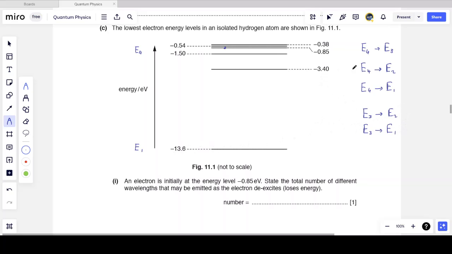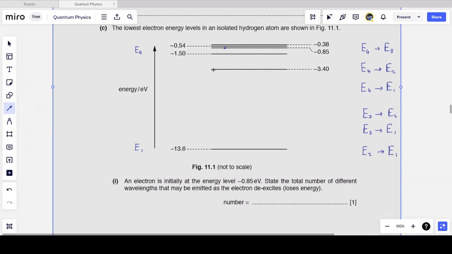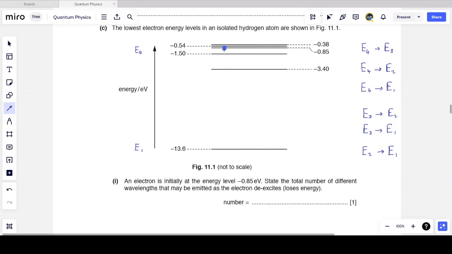All of these are going to give us different gaps of energy, and so the wavelengths of the photons produced when the electron does this are going to be different. And the last one could be starting at E2 and ending at E1. So what I will do is draw these lines. I think it might be a better idea if I physically draw them.